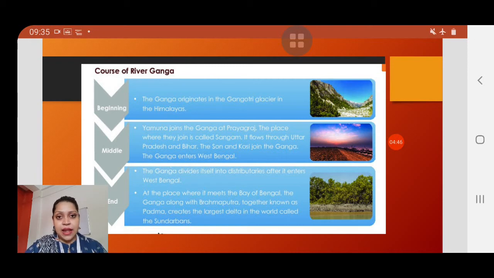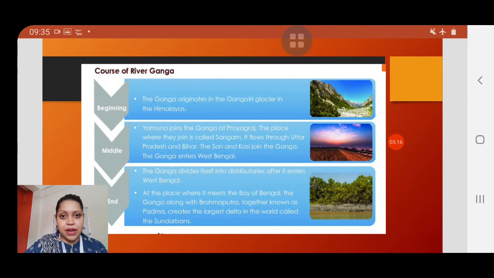Then it enters Bihar. When the river Ganga enters Bihar, what happens? It is joined by the tributaries, that is Son and Kosi. From there, Ganga enters West Bengal, and when it enters West Bengal, it breaks up into distributaries. After it breaks into distributaries, it then enters the Bay of Bengal.